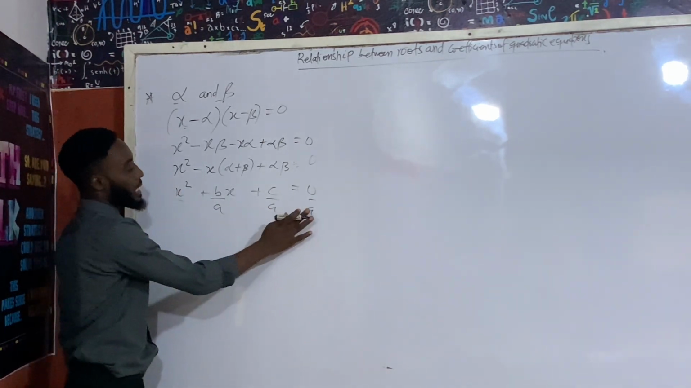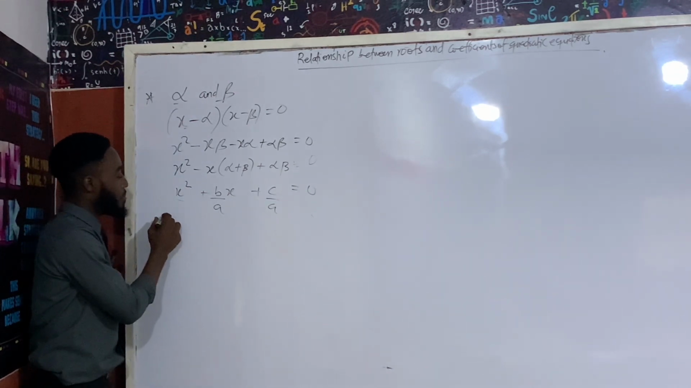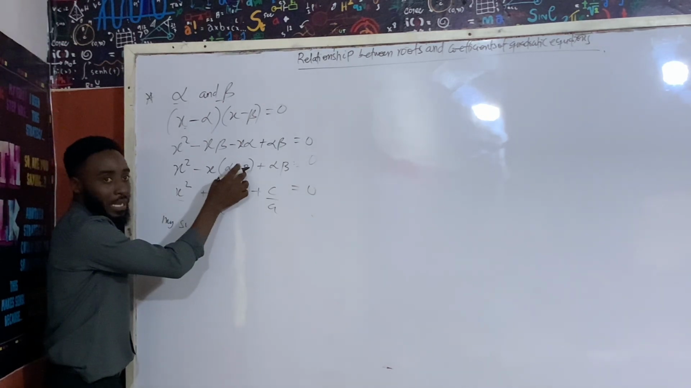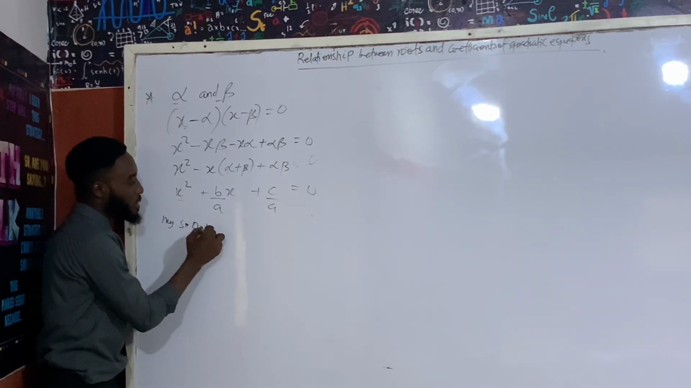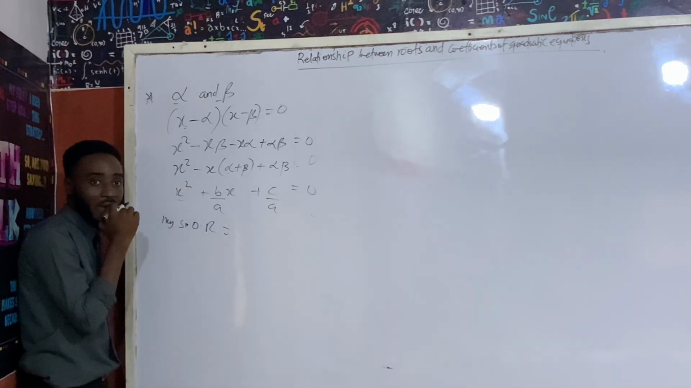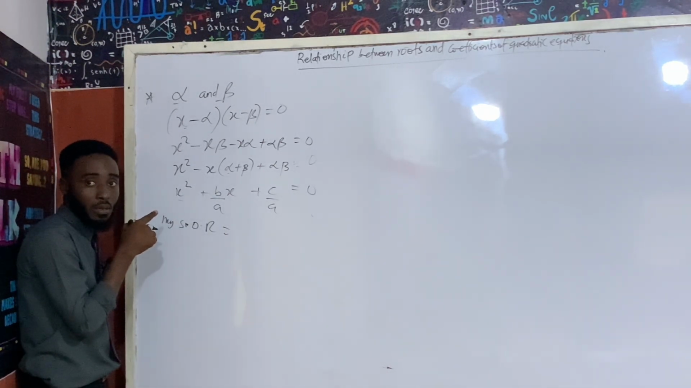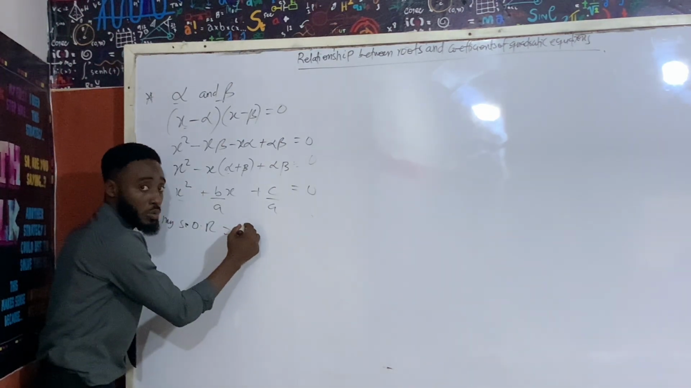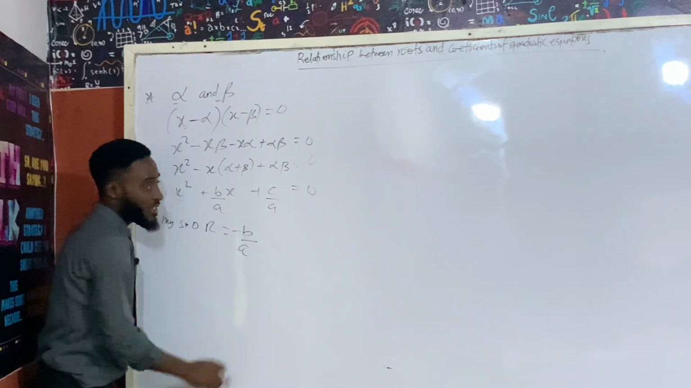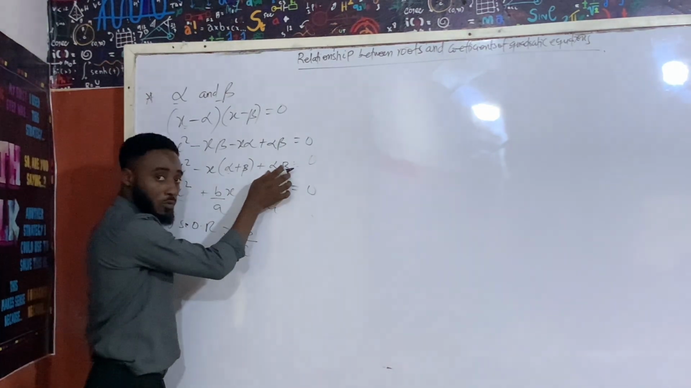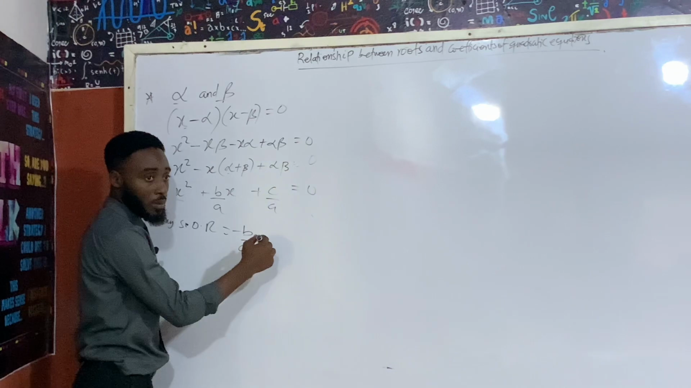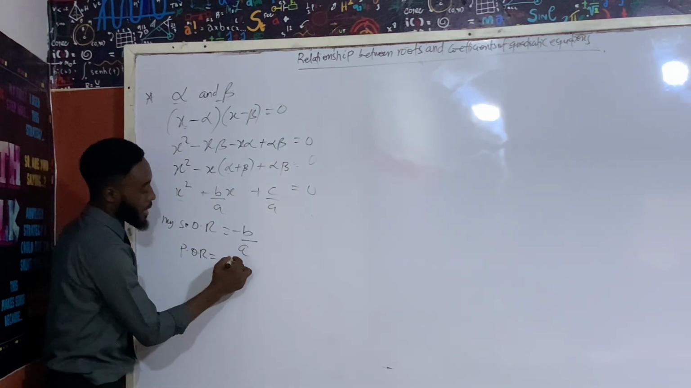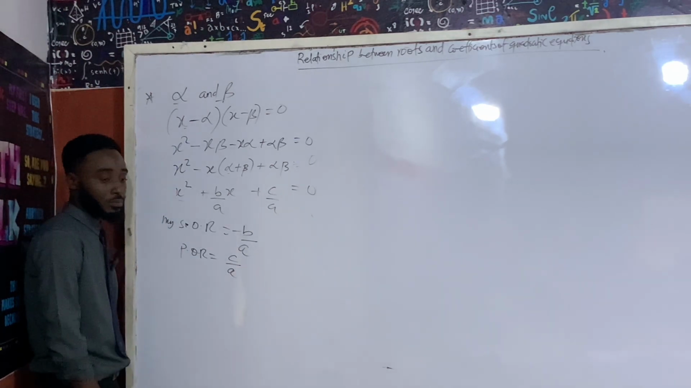So I can say that the sum of roots, the two roots over here, compared to this place will be, but there's a negative sign here, so the sum of roots will be equal to negative b over a. And the product of the roots, alpha times beta, will be the same as c over a. Is that okay?